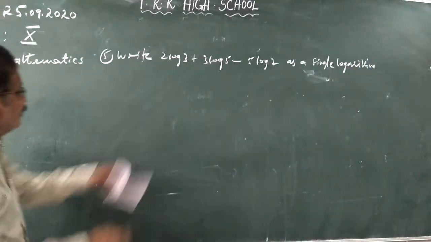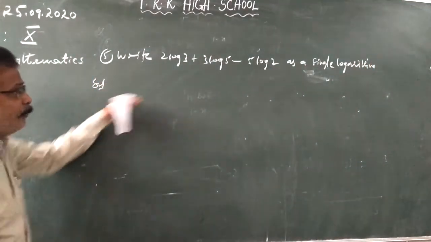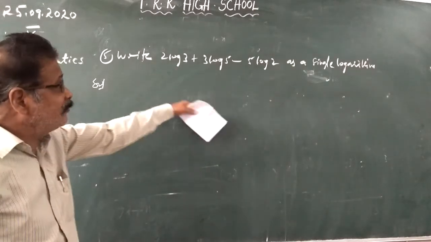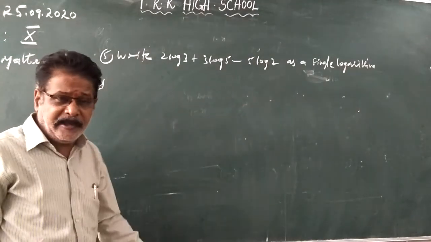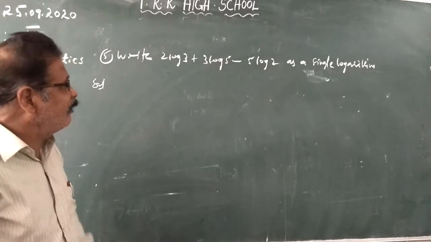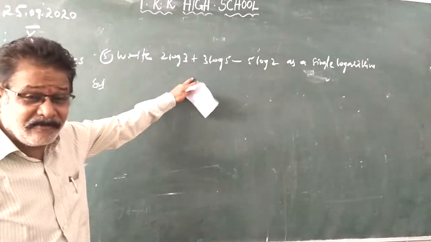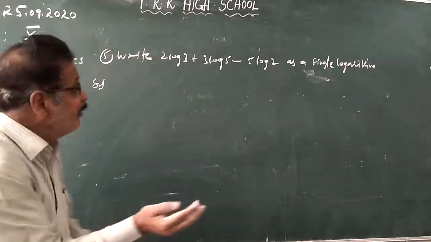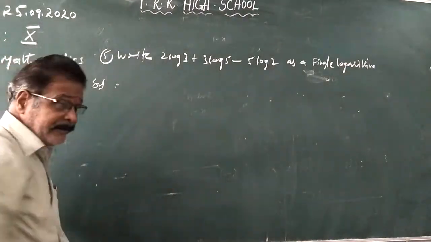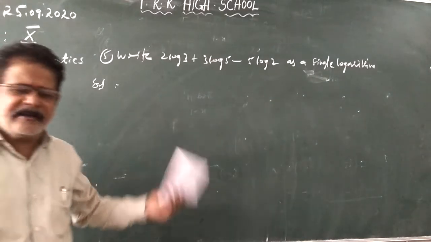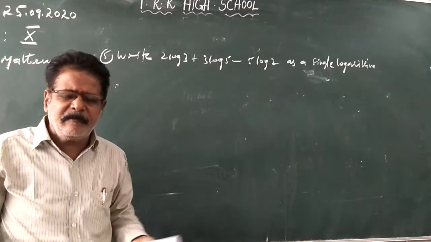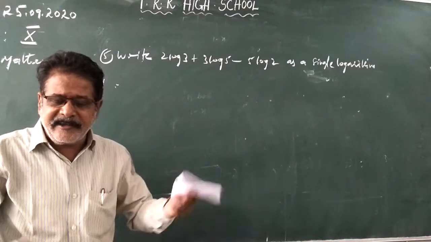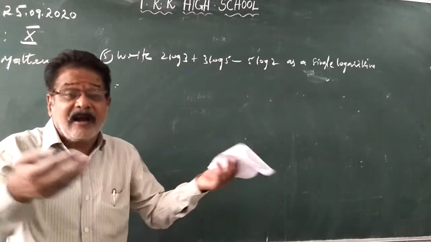In this expression we can see so many logarithms: 2 log 3, 3 log 5, 5 log 2. So the expression is connected with more than one log. This is called the expansion form. Write as single means one log should be seen. While writing the logarithm expansion as single, we know that log x plus log y means log xy. Log x plus log y plus log z means log xyz.